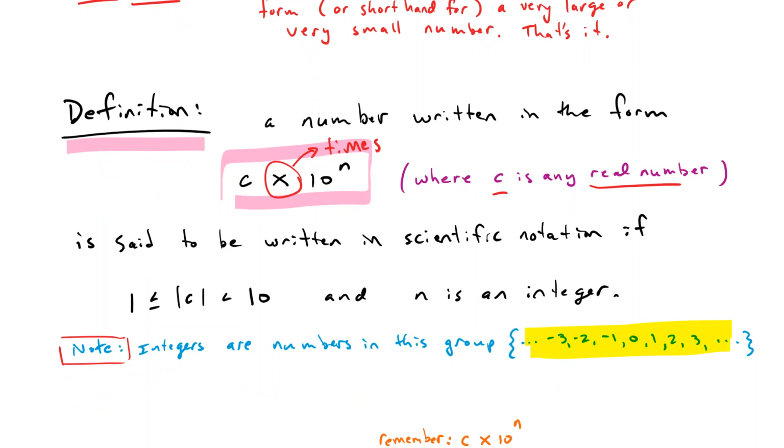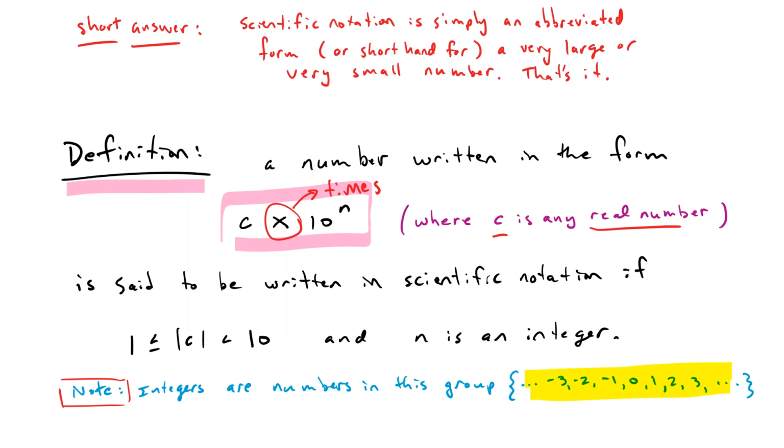Integers are numbers in this group. So the dots on either side mean go on forever to the left and to the right. So you would think of an integer as something without a decimal. Negative 10, negative 3, 1, 6, 9. So n must be an integer, n being this exponent on the 10. So as long as the number is written in this form, then it's in scientific notation.